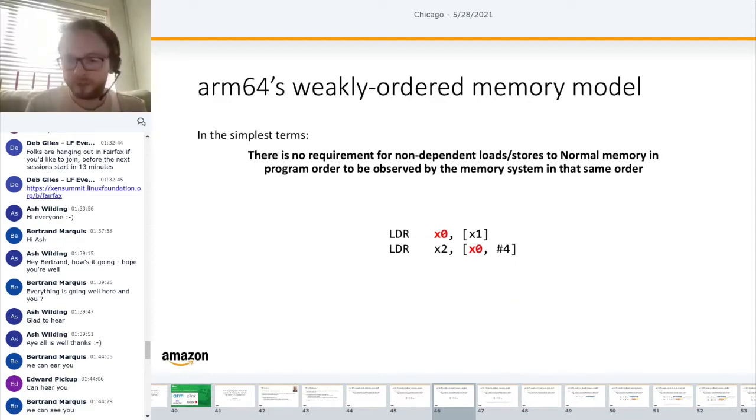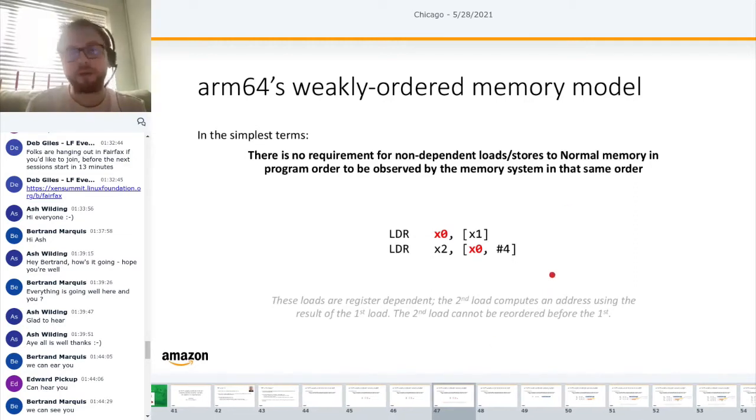sorry, a register dependency. That's because the second load depends on the first load, which means that these loads cannot be reordered with respect to one another. So these are dependent. You don't have to worry here. That's going to be automatically resolved by the CPU, and you don't have to worry about reordering.